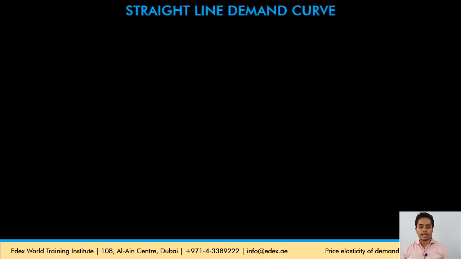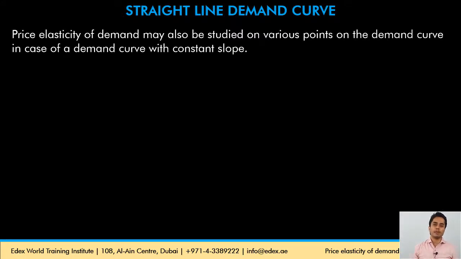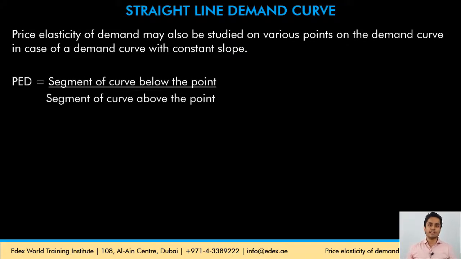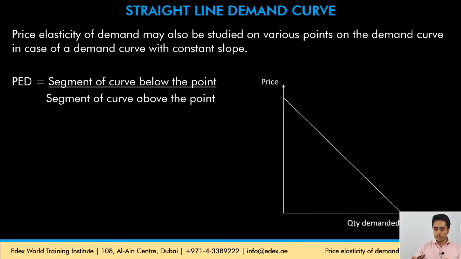Then we need to understand the elasticities for a straight line demand curve. The elasticity of a product changes as the consumer moves along a straight line demand curve. So you will not find constant elasticity for a product on a straight line demand curve. The elasticity keeps on changing at different points. How do you calculate the value of PED here? The segment of the curve below the point where the consumer is right now divided by the segment of the curve above the point. So let's say we have a straight line demand curve here.